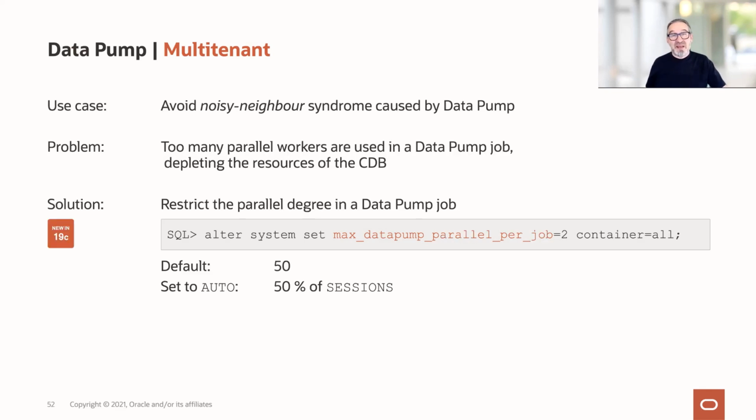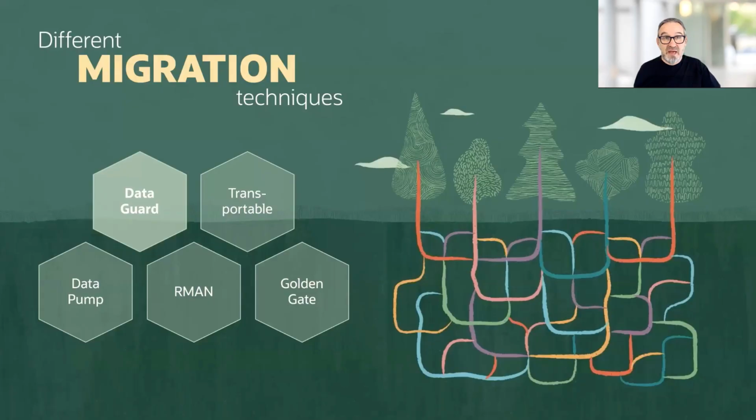Another noisy neighbor syndrome with Data Pump is too many parallel workers in a Data Pump job, depleting the resources of the CDB. So you can also restrict the parallel degree in a Data Pump job with MAX_DATAPUMP_PARALLEL_PER_JOB. And the default here is also 50. So it's relatively high, or auto means 50% of the number of sessions, again, which is even higher in most cases. So if you had issues with that, or if you think there is a need to restrict that, use that parameter option. And that's it for now.